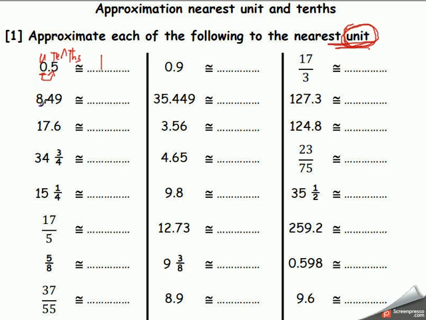The next example, 8.49 or 8 and 49 hundredths. This is the unit, this is tenths, this is hundredths. The unit here is 8, the next digit is 4. Is 4 strong or weak? It is weak, mister.